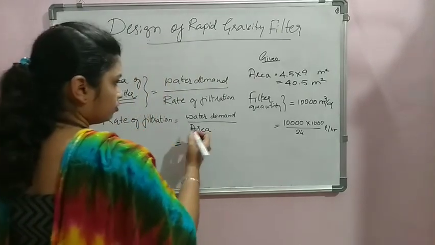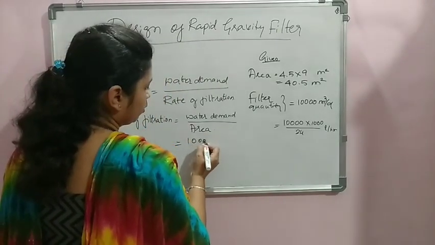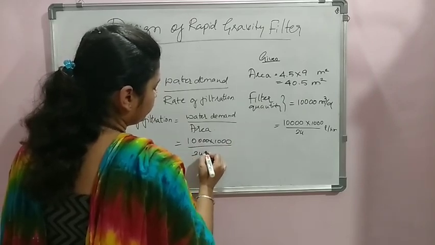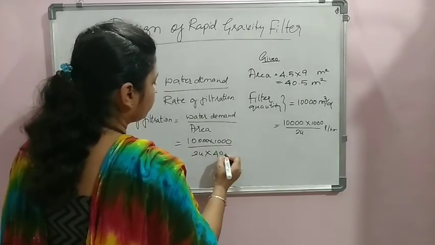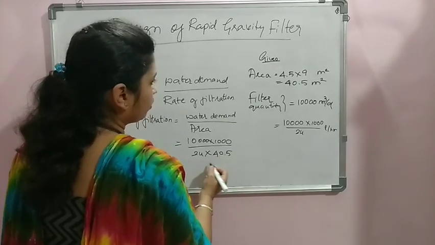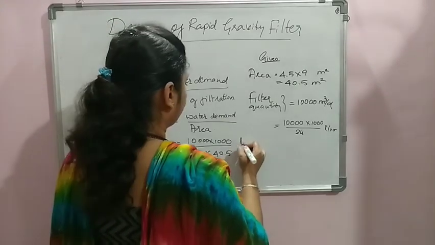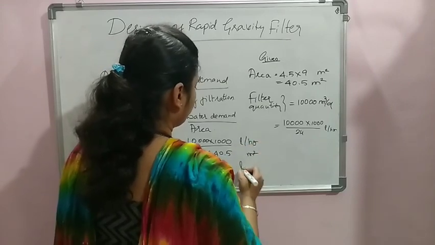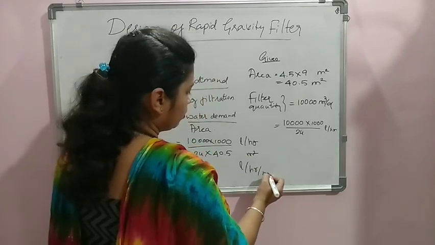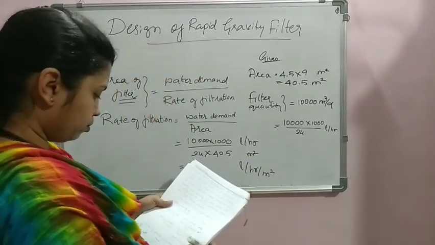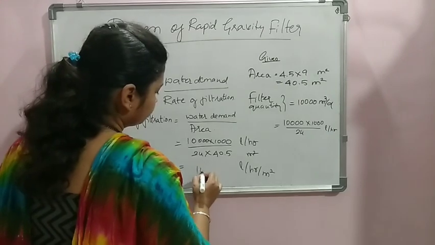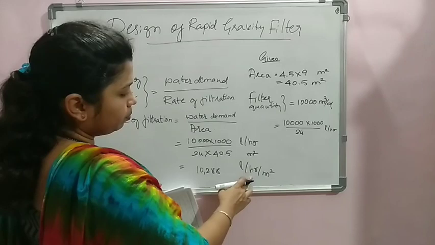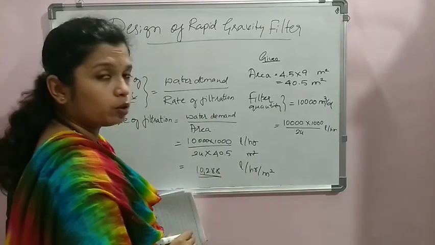So now let us substitute: 10,000 into 1000 divided by 24 into 40.5, which is the area. Okay, so this is liters per hour divided by area in meter square. Unit comes to be liters per hour per meter square, and the answer is supposed to be 10,288 liters per hour per meter square. This is the rate of filtration.